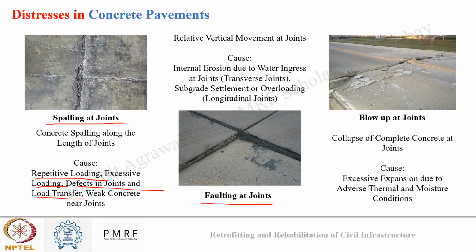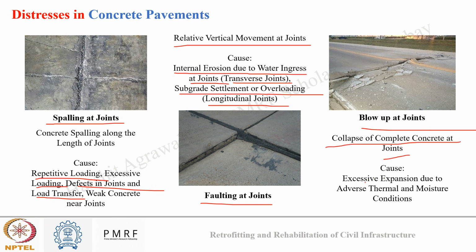Faulting at joint appears like a settlement near the joint, and we say it is a relative vertical movement at the joint. It generally occurs due to internal erosion from water ingress at joints, mainly transverse joints, or subgrade settlement or overloading near longitudinal joints. So across different types of joints, different reasons can be there for settlement near the joint. Then we have blow up joints, where the concrete near the joints completely blows up. It is a complete collapse of concrete near the joint, and it occurs due to excessive expansion due to thermal and moisture movement.